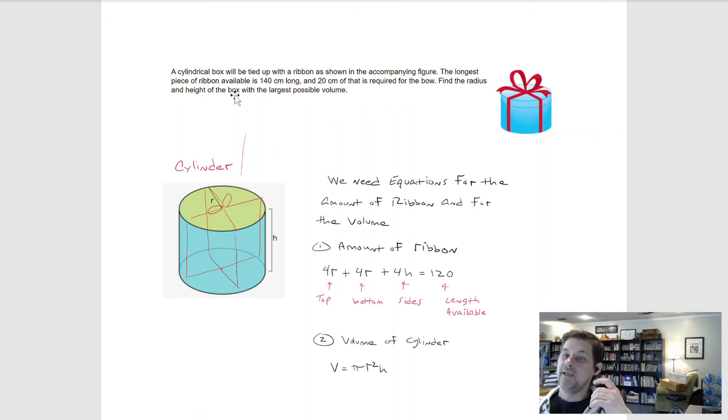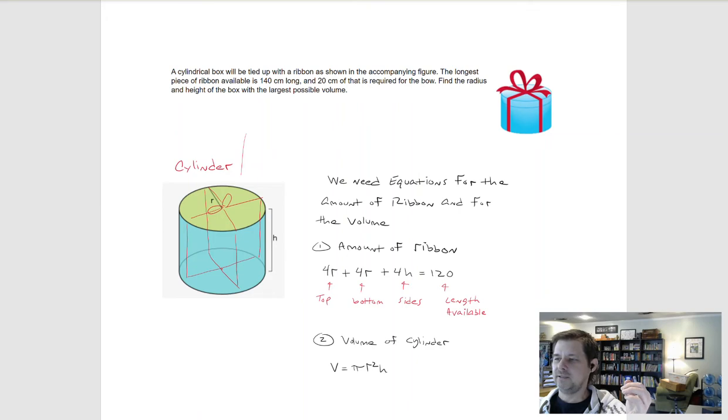Find the radius and height of the box with the largest possible volume. So it's like, I want this box to be as big as possible. What limits that? Well, what limits that is I only have so much ribbon to tie around it. All right? So I want the biggest box, but the ribbon, that's what holds it back. That's what limits how big it can be.